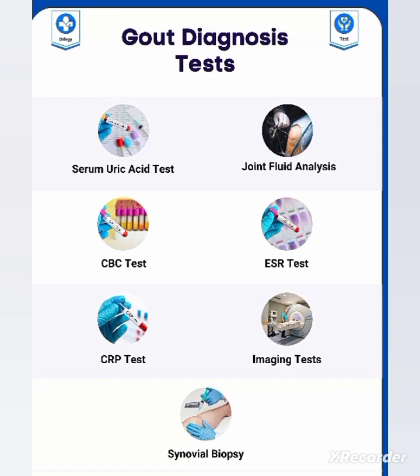The diagnosis of gout includes history and physical examination, family history of gout, presence of sodium urate crystals in synovial fluid or joint fluid analysis, then serum uric acid test, then elevated 24-hour urine uric acid levels, then complete blood count, ESR test, C-reactive protein test and imaging tests such as X-ray, synovial biopsy, etc.